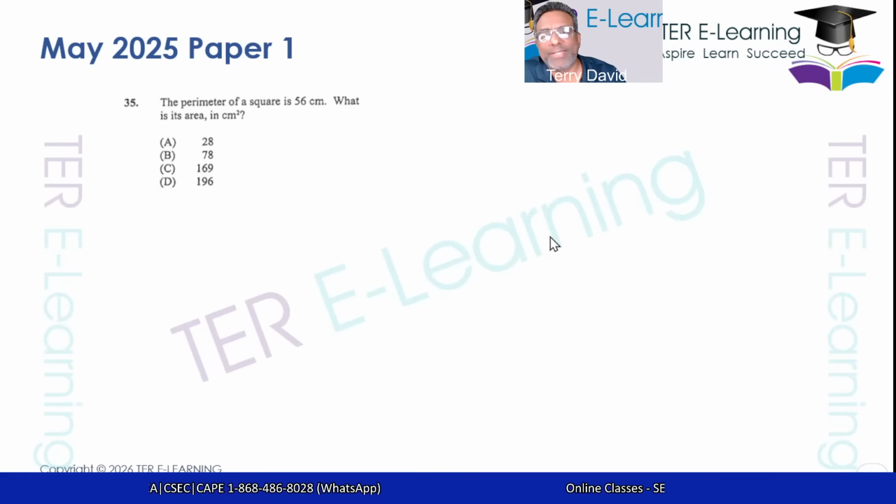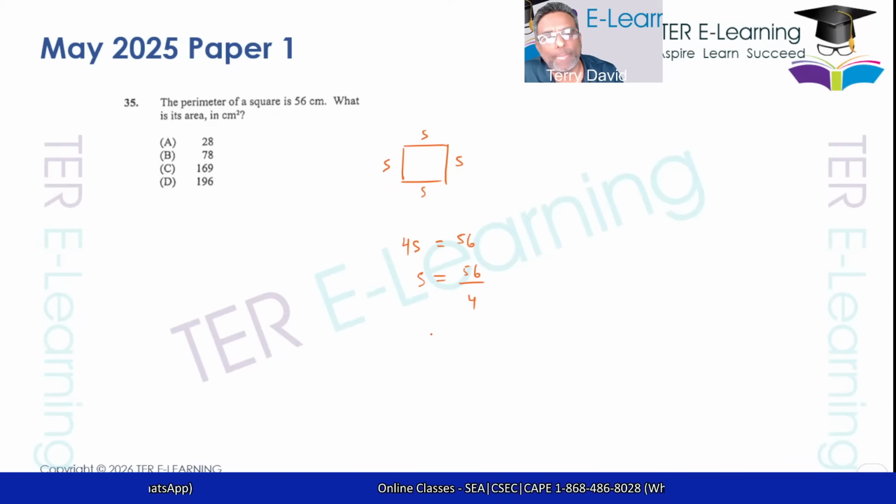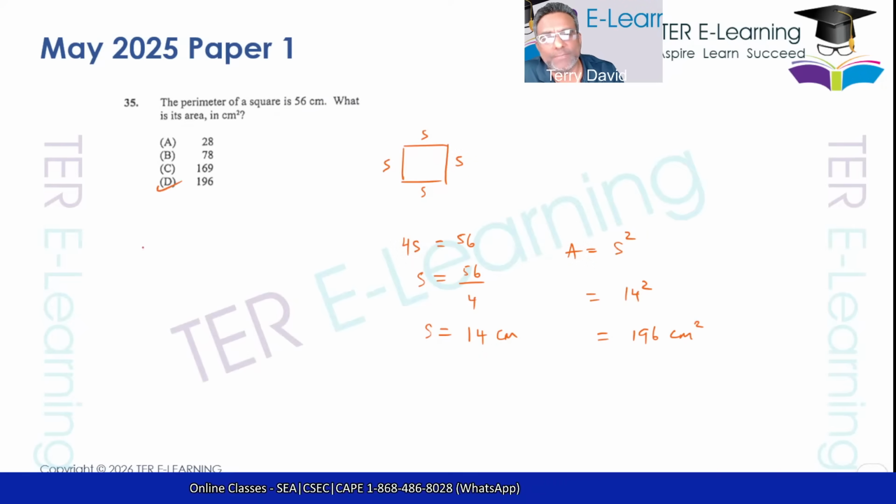All right, perimeter of a square is that. What's the area? We saw the same question before. So the perimeter, right, that's side, side, side, side. So 4 times one side is 56. So S is equal to 56 over 4. So therefore one side is 14 cm. So the area is equal to side squared. So that's 14 squared. So that's 196. So the answer is D.